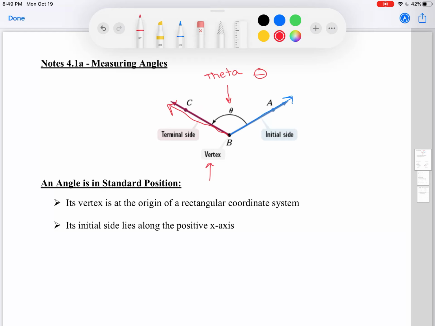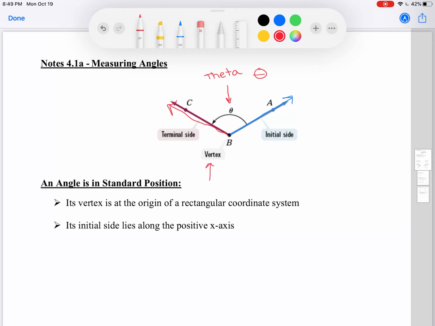And then, of course, we have what's called the vertex. The vertex you guys have seen in Algebra 2. You've also seen it in Algebra 1. And then we will see it here again as well. So vertex is just where the two sides are going to come together at that single point in the middle. And we have our vertex. All right, so terminal side, initial side, and vertex.